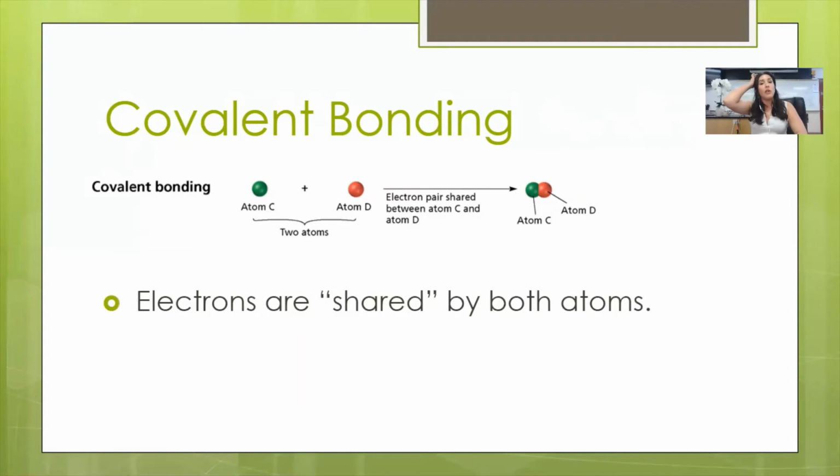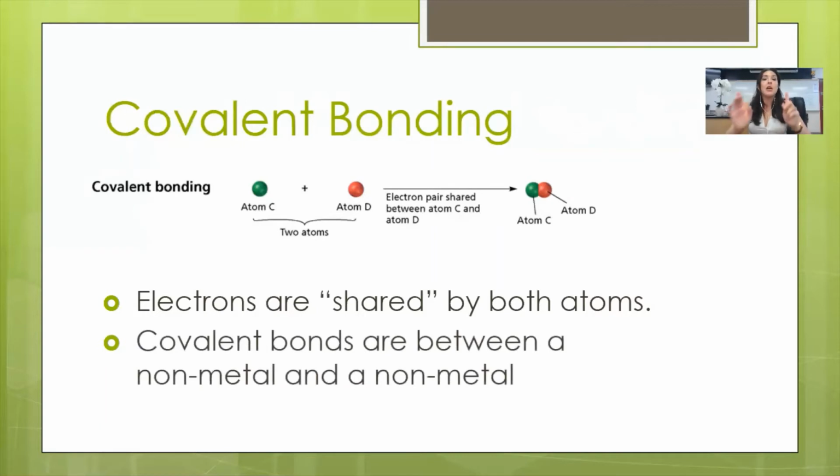So imagine in covalent bonding, Halloween trick-or-treating's over, my brother and sister and I all dump our candy out into the middle of the living room floor, and we divide it up equally. Well, that would be an equal sharing of candy. And likewise, some atoms equally share their electrons, but not always. It's important to note that covalent bonds are always shared between a nonmetal and a nonmetal.